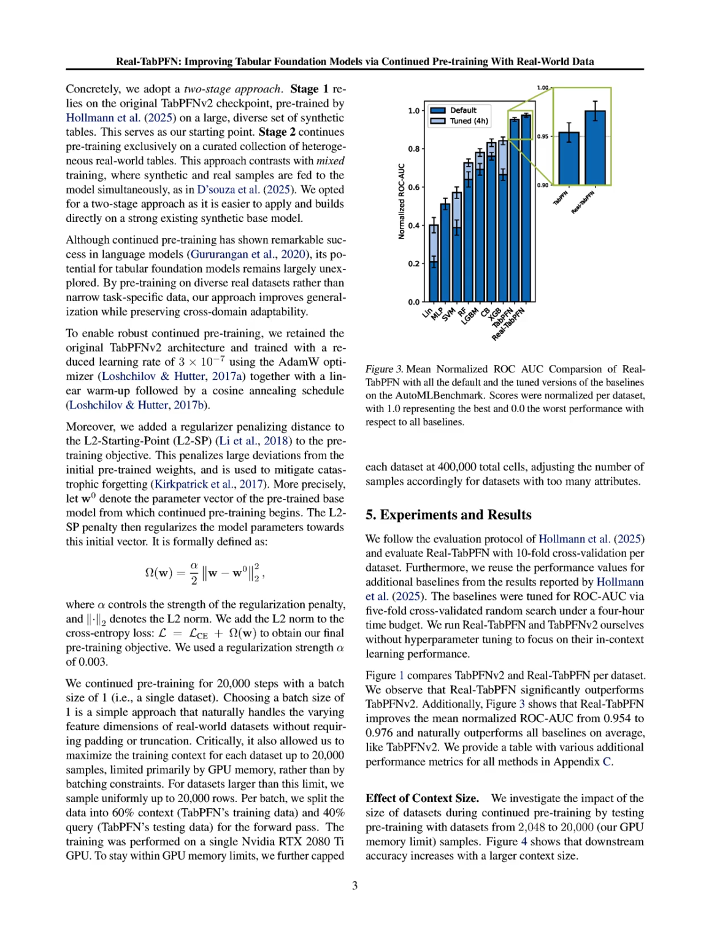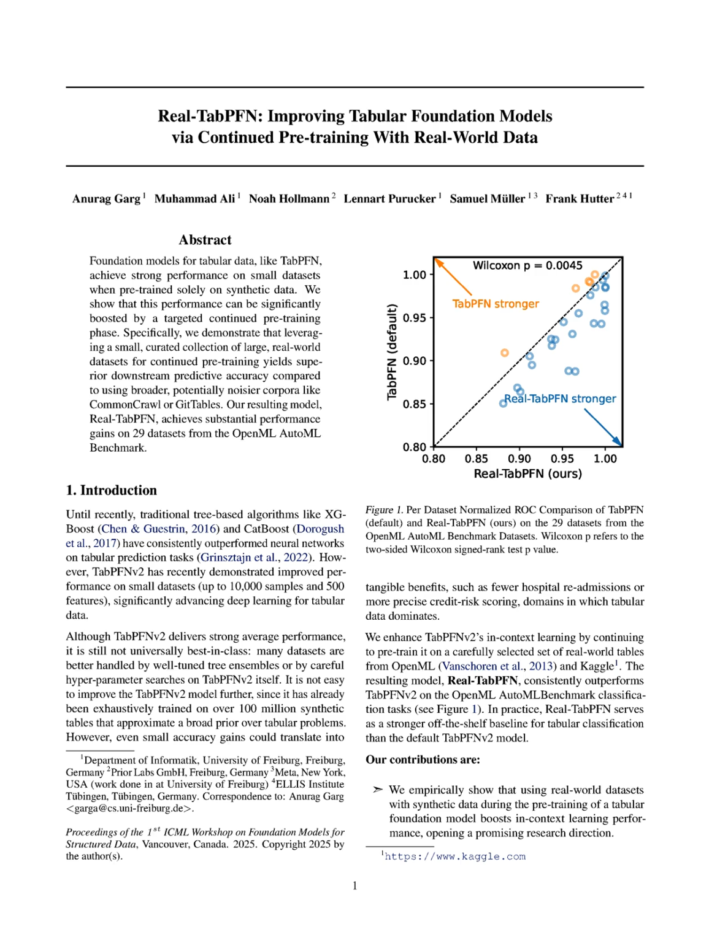The proposed method of continued pre-training employs a two-stage approach to enhance the TabPFN v2 model. In Stage 1, the process begins with the original TabPFN v2 checkpoint, which has been pre-trained on a large and diverse set of synthetic tables, serving as a robust foundation. Stage 2 involves continued pre-training exclusively on a curated collection of heterogeneous real-world tables sourced from OpenML and Kaggle, which helps improve generalization and adaptability.